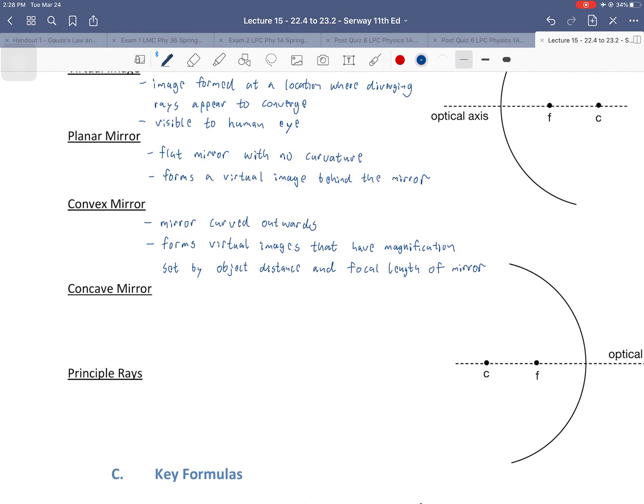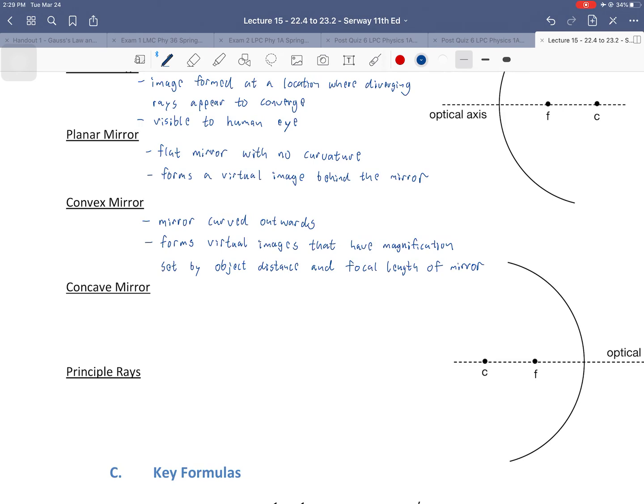So the important thing about convex and concave mirrors is everything that they do is set by their focal length. The focal length is the one number that you need in order to know everything about that mirror. You then can know the location of any of the images, what type of magnification to expect, as long as you know the focal length. Okay? Now for the concave mirror, this is a mirror that's curved inwards.